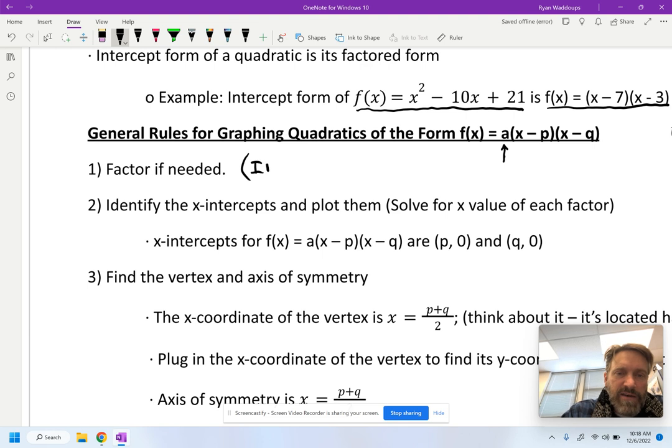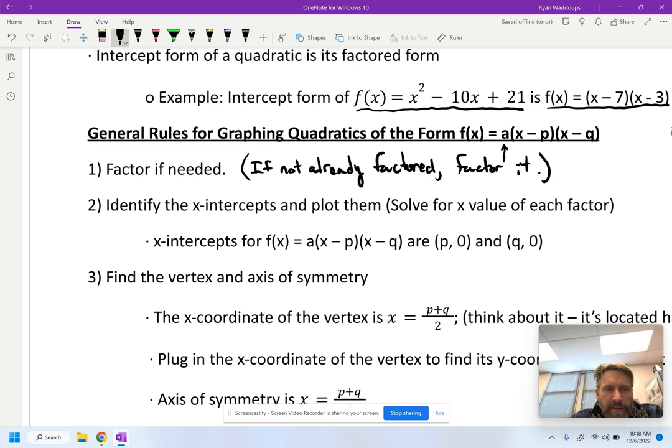Let's just say, if not already factored, factor it. That's what it means by if needed. If it's not already factored, you need to factor it in order to use this form.